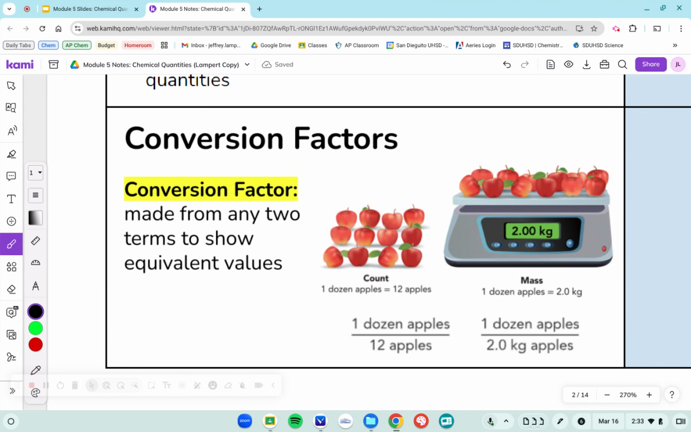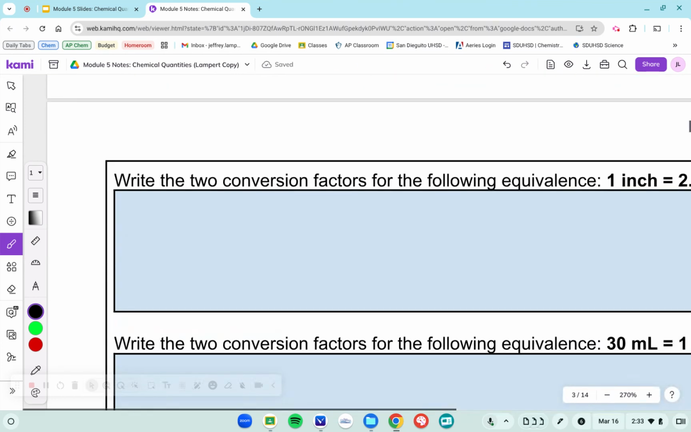And so what we can do is take an equals, like 1 dozen apples equals 2 kilograms, and turn it into a fraction like this: 1 dozen apples over 2 kilograms. Now, why do we do this? We'll talk about that in a second. But right now, it's just important to know that we can. I'm just going to do this first example where we write out conversion factors, and then y'all are going to try the second.